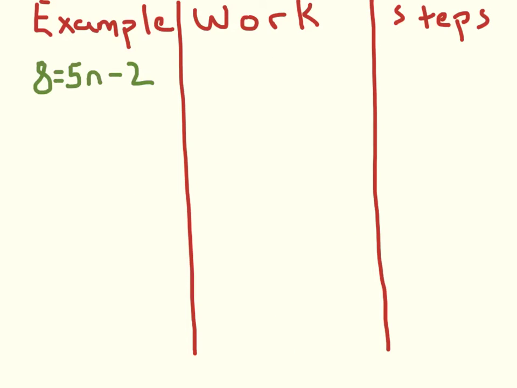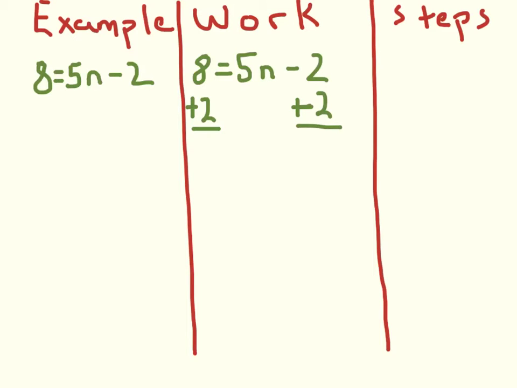These next 3 examples I would like for you to write in your notebooks using 3-column notes. You're going to have an example column, a work column, and a steps column. So the first thing that we need to write is our problem again. So 8 equals 5 times n minus 2. And then I need to perform inverse operations. The inverse of subtracting 2 is adding 2. So I'm going to add 2 to both sides of the problem.